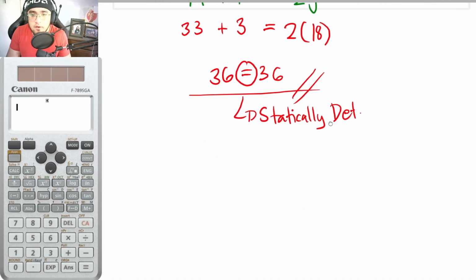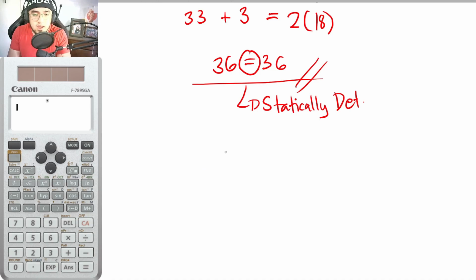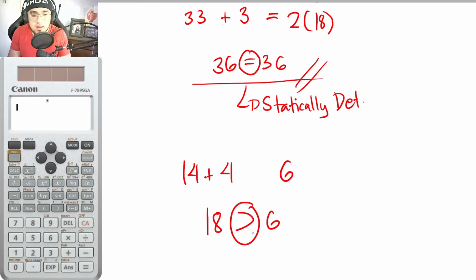Suppose that you have a certain truss wherein, let's say, we have 14 bar members, and also, let's say, 4 reactions. And for the number of joints, let's say that we only have 6 joints, just for pretend. Since 18 is greater than 6, this is now statically indeterminate.